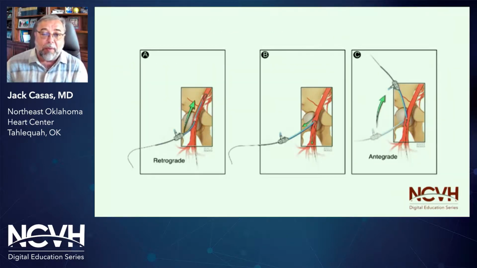Again, this is showing what the technique looks like. Advance retrograde, place your wire up, SOS Omni, glide wire down the SFA, move the sheath coming from an antegrade approach and slide it down into the SFA.